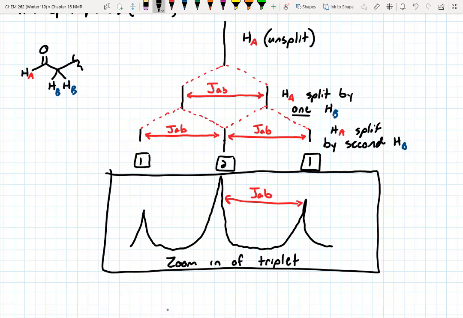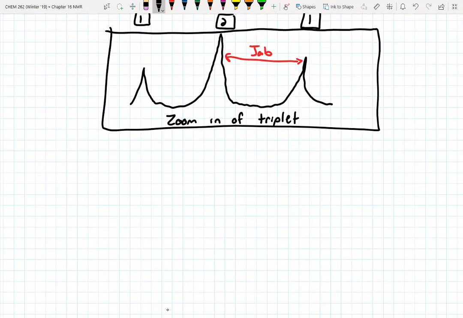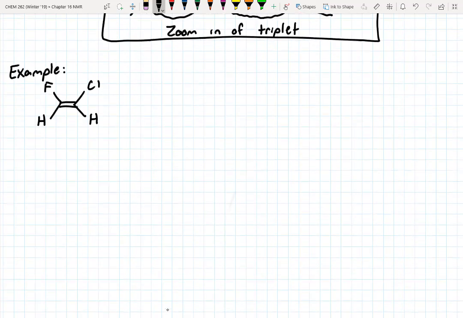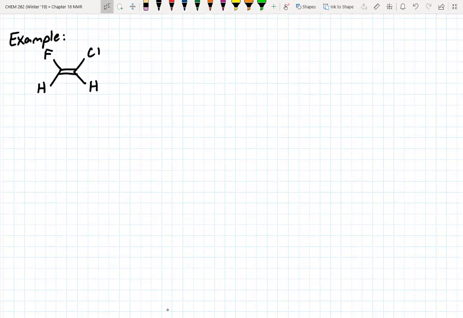All right, so now let's take some different examples. We'll try to work on them. All right, so in this example, we're actually going to switch to an alkene. And I'm going to put a fluorine here, a chlorine here, and a second proton here. All right, how many unique protons are in this compound? 2, right? This doesn't have symmetry in it. So I would call the proton on the left here HA, and I would call this one HB. We know that they're different from one another.